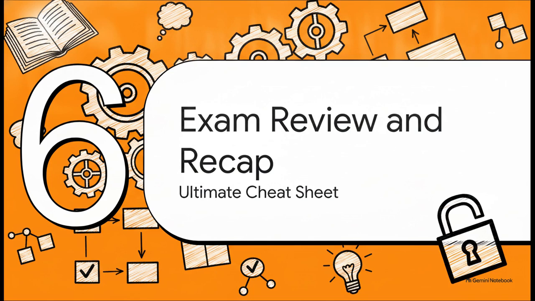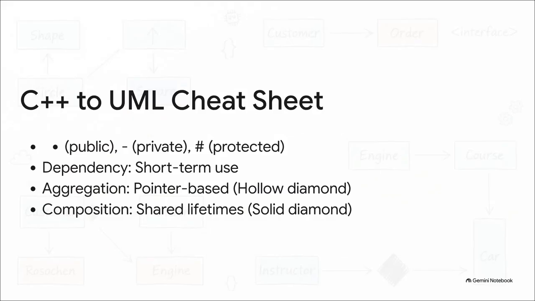Okay, time for the ultimate cheat sheet you'll want to pause and memorize. Section 6, Exam Review and Recap. Let's do a rapid-fire summary translating everything from UML right back to the C++ code you know. For visibility, a plus symbol is public, a minus is private, and a hashtag is protected. Simple. For relationships, dependency is just short-term use, like our stream operators. Aggregation in code means using pointers to keep those lifetimes independent. Composition, that's a strict whole-part bond where lifespans are totally shared. And visually on the canvas, remember the diamonds. UML aggregation gets a hollow diamond, and UML composition gets a solid diamond.